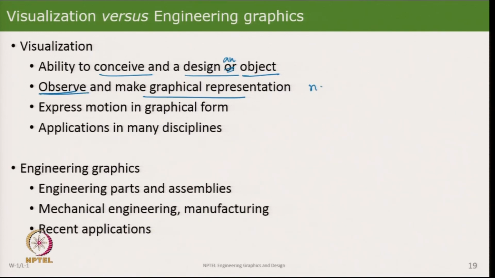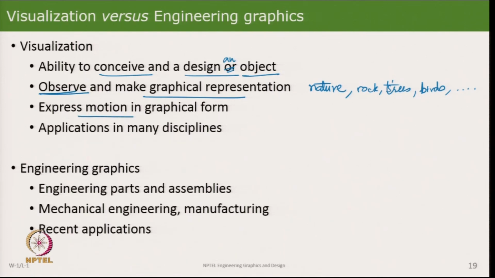It could be observing nature, it could be observing the clouds, it could see rock formations, it could see trees, forests, birds, anything, and human beings as well. In visualization, we look at the whole idea as being able to express things in a picture. It could also mean a series of pictures which can express motion.